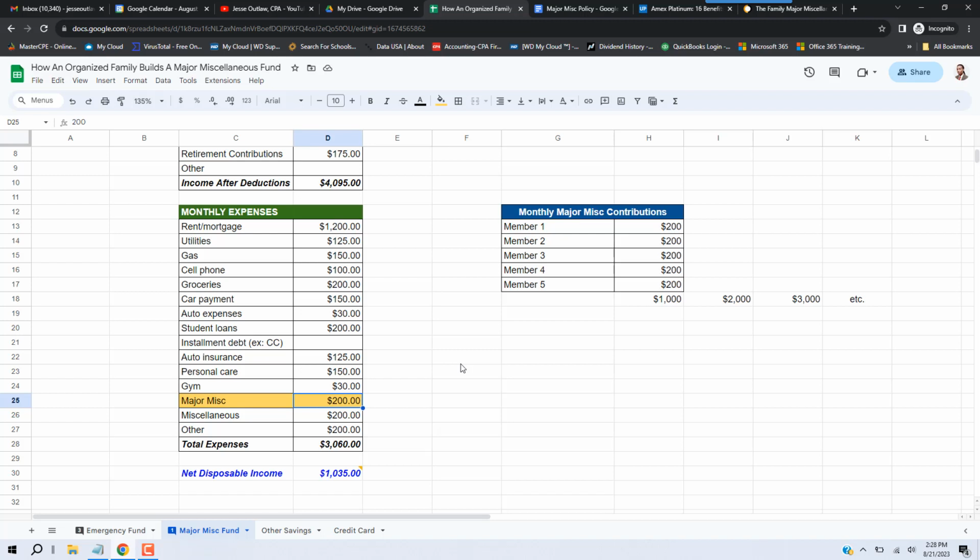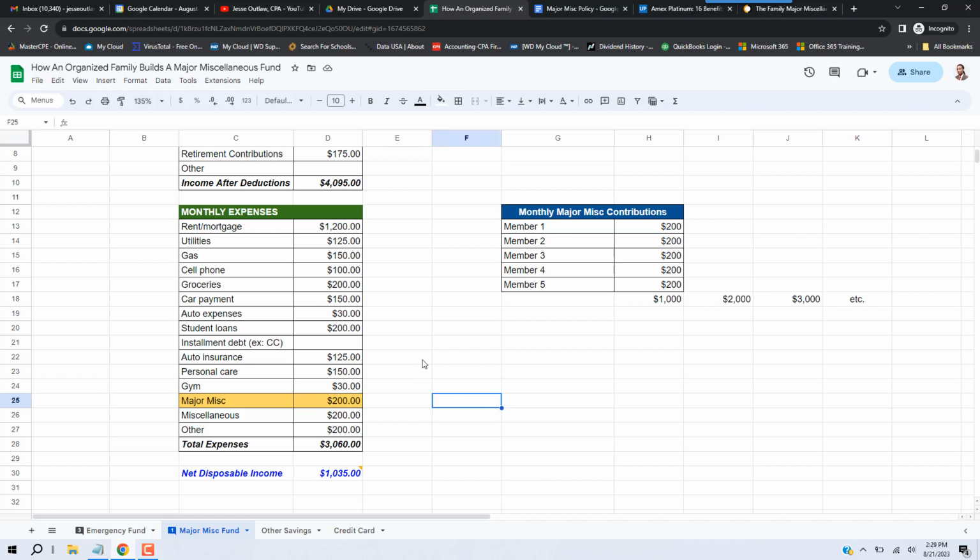We have democratically decided what that number will be, and right now we've settled on $200. Actually, it's been $200 for years now. But if the family came together and said, you know what, we only want to put in $150 per month for major miscellaneous, or we want to put $300 in, then we will change that. But $200 is the number that we settle on. So every family member has, as an additional bill on their expenses, this major miscellaneous contribution. Every individual adult family member, right?